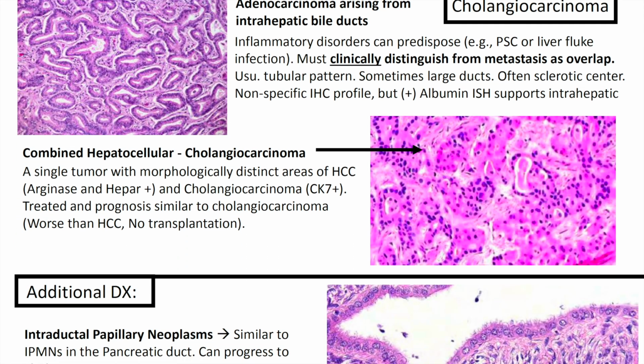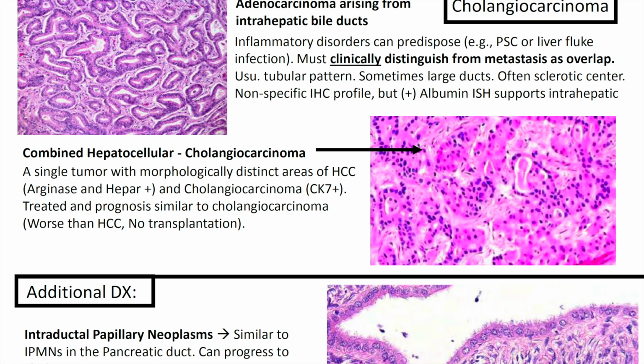Next up, we've got cholangiocarcinoma. So cholangiocarcinoma is an adenocarcinoma arising from the intrahepatic bile ducts. So think of it as like a bile duct adenoma or proliferation of those bile ducts, but a malignant process instead of benign. So inflammatory disorders can predispose to cholangiocarcinoma, such as PSC, or primary sclerosing cholangitis, or a liver fluke infection. So you must clinically distinguish from a metastasis as overlap.